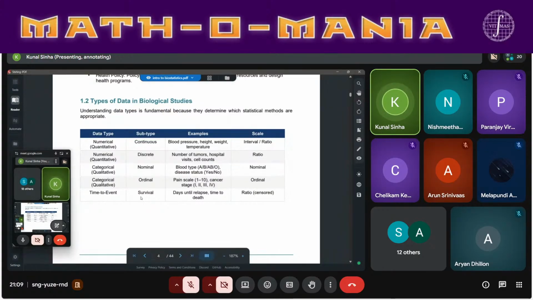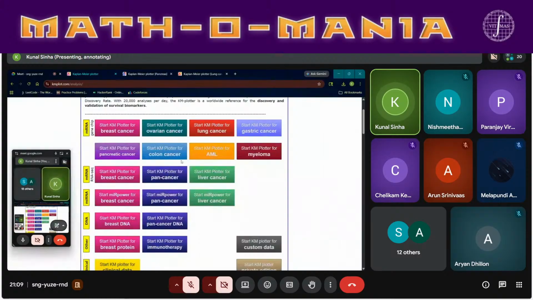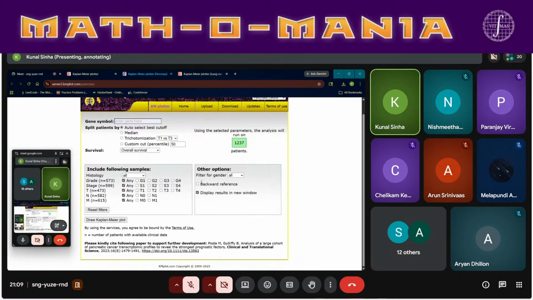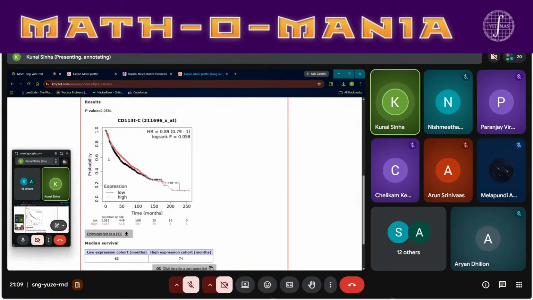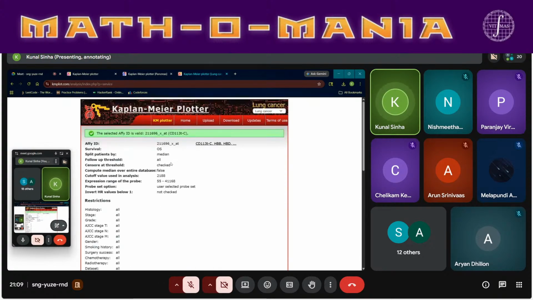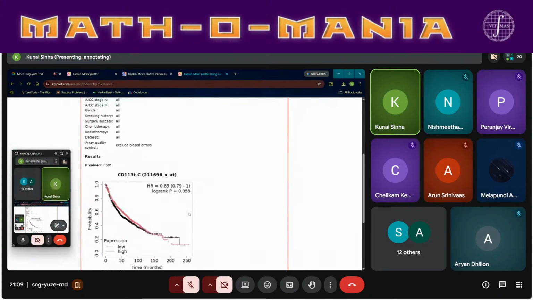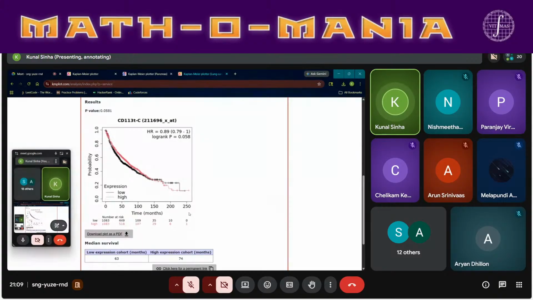The last one is time to event, that is survival. Basically, there is something called a Kaplan-Meier plot. It tells you the chance that a gene will be exhibited and how many days the person will survive in presence of certain cancer. Now, this is for HBB. HBB is hemoglobin. That is a gene that is usually expressed in all of us. It's not a cancer gene, though certain mutations in that gene can lead to cancer of different kinds.